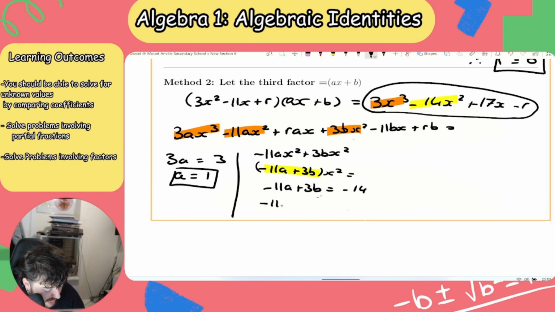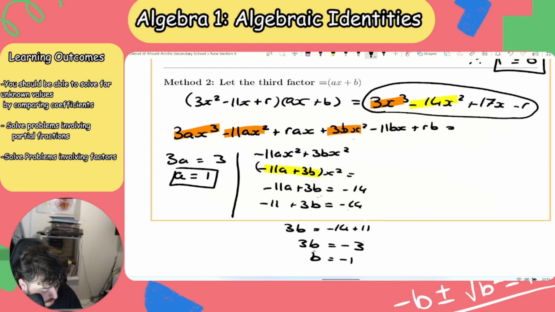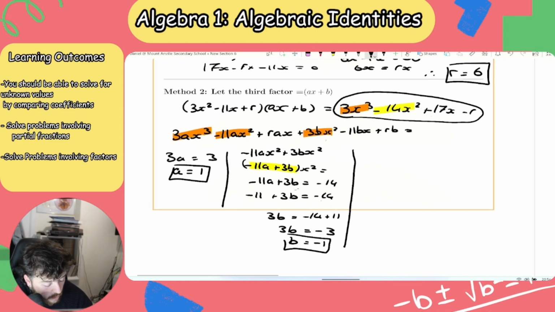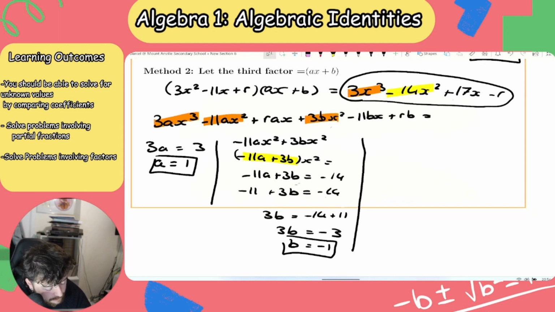So minus 11 times 1, which is this 11, plus 3b is equal to minus 14. 3b is equal to minus 14 plus 11. 3b is equal to minus 3. b is equal to minus 1. Okay, not a lot of information again, but we move. So we're looking for r. So let's keep going. Let's keep on trucking.